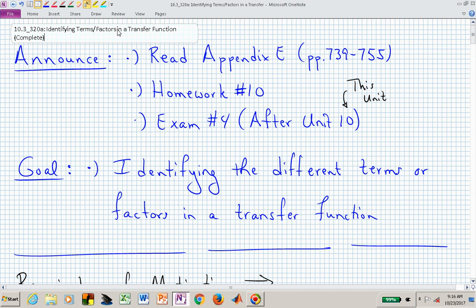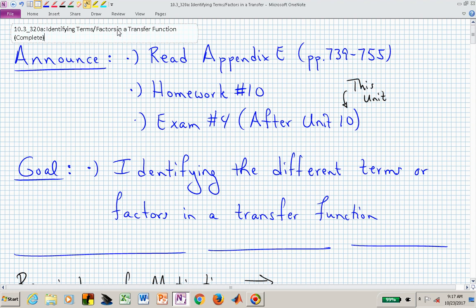Welcome back to ECE 320A. We are working through Unit 10, which is dealing with Bode plots, and that material is discussed in Appendix E. What we're trying to do now in the next few videos is to break the process down into some fundamental steps of sketching the Bode plot.